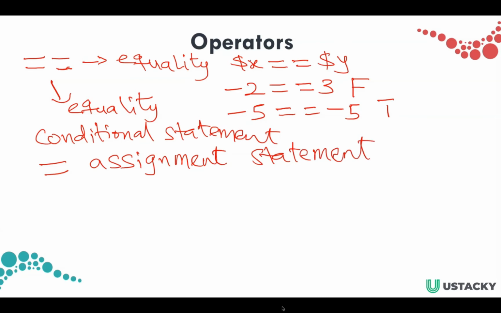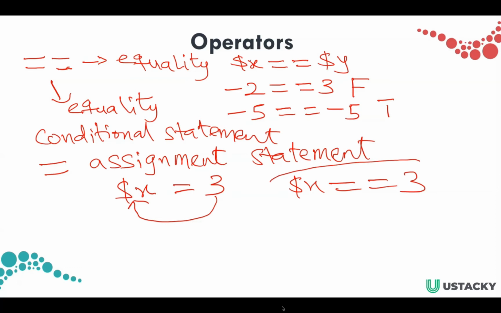For example, if you have $x equals to 3, here you are assigning 3 to this container. But if you have $x double equals to 3, you are checking if $x and 3 have the same value. In this case, this is going to be true if $x also is 3, but it's going to be false if $x is not 3. So this is the difference between the two equality sign and one equality sign.